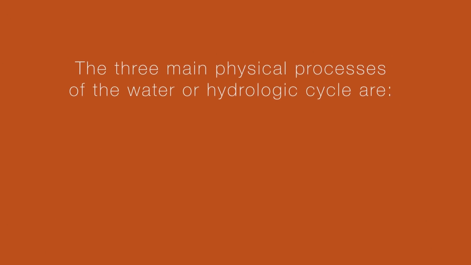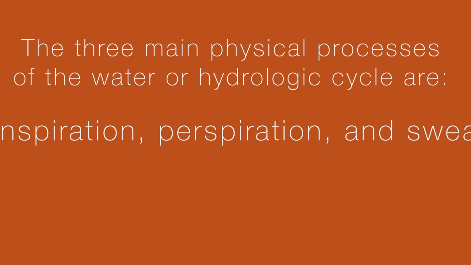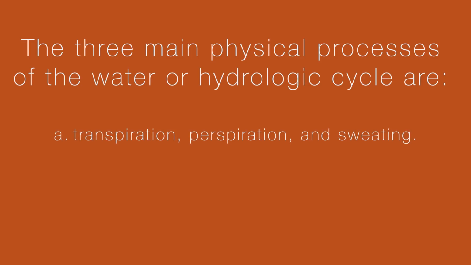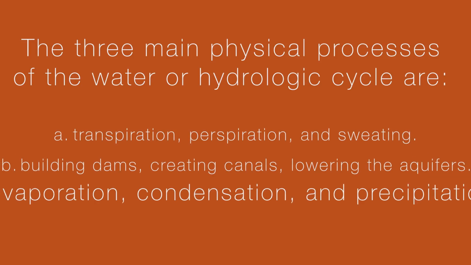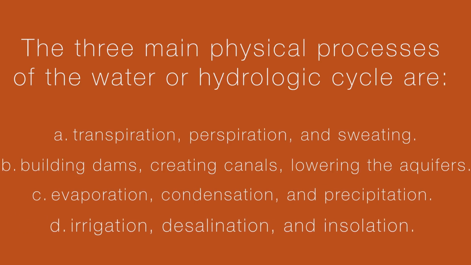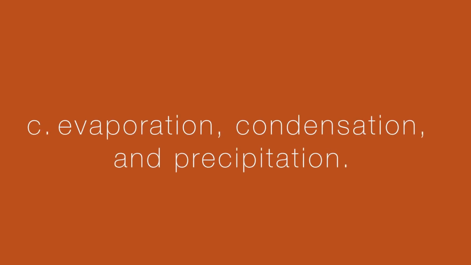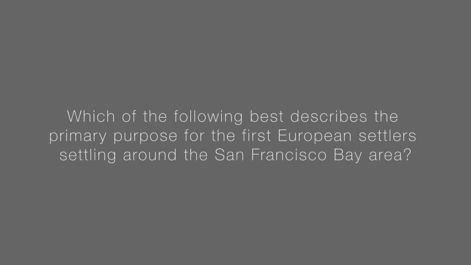Now let's look at some geography and culture. The 3 main physical processes of water, or the hydrologic cycle, are transpiration, perspiration, and sweating; building dams, creating canals, and lowering the aquifers; evaporation, condensation, and precipitation; irrigation, desalination, insulation. Correct answer is C.